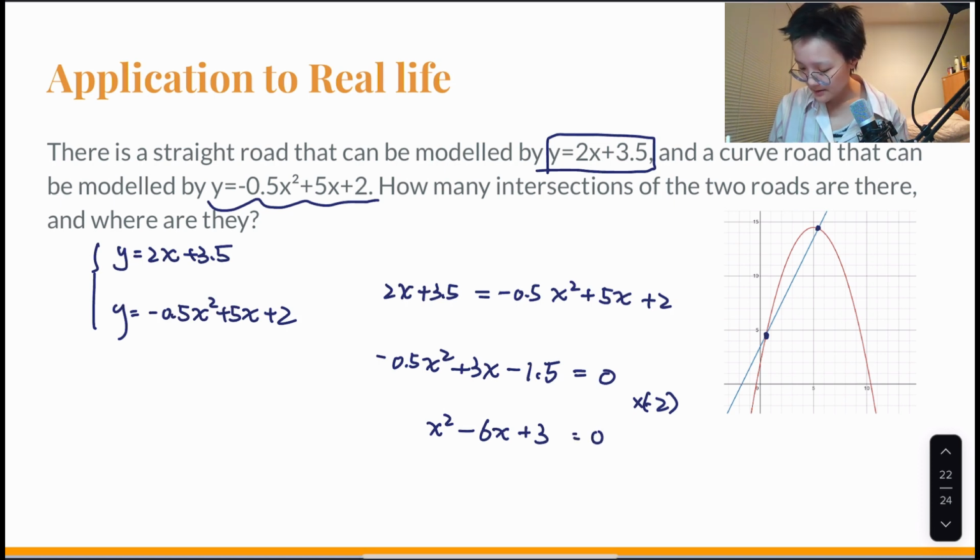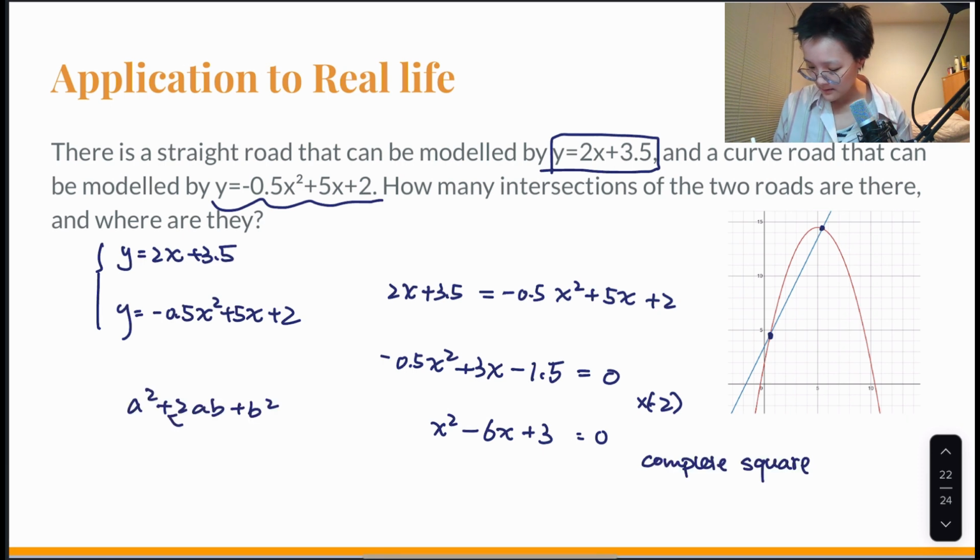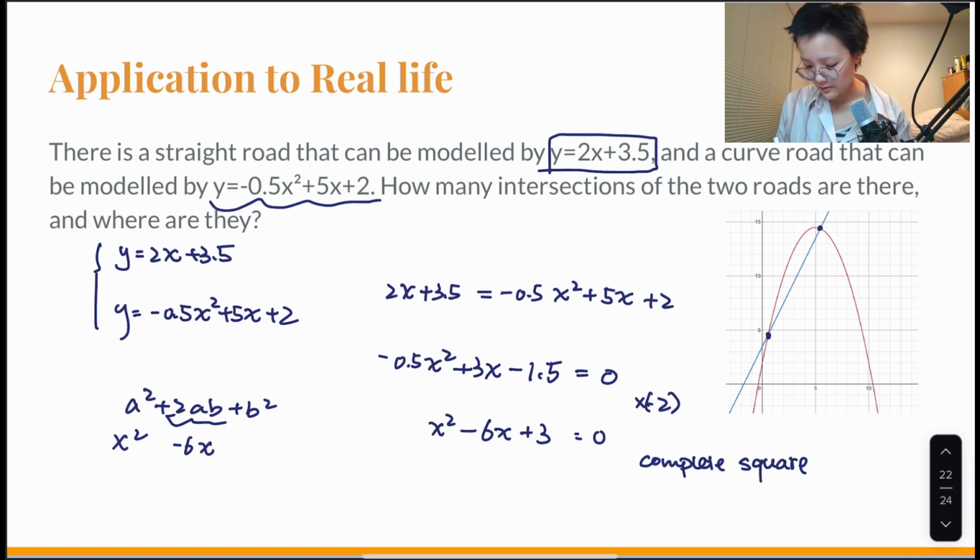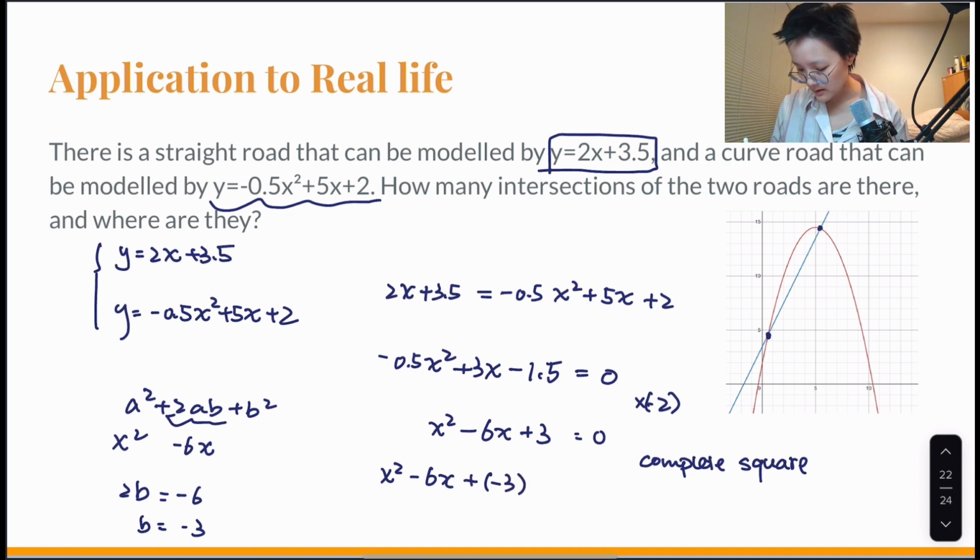Complete the square, just for fun. So what is the value of b here? The 2ab here is negative 6x. 2b equals negative 6, so b equals negative 3. Okay, so we have x squared minus 6x, and we want b squared, that is negative 3 squared, and we don't change anything on this constant 3.